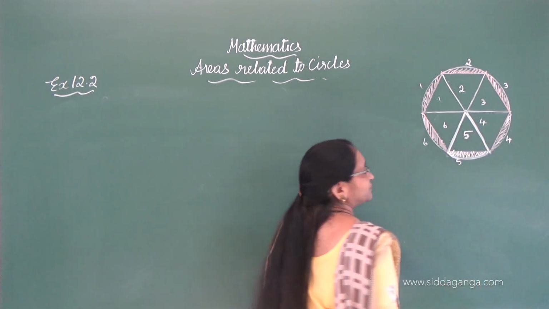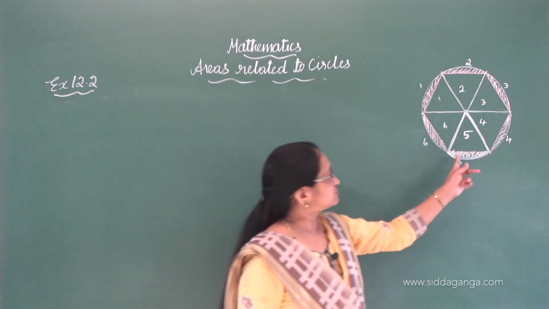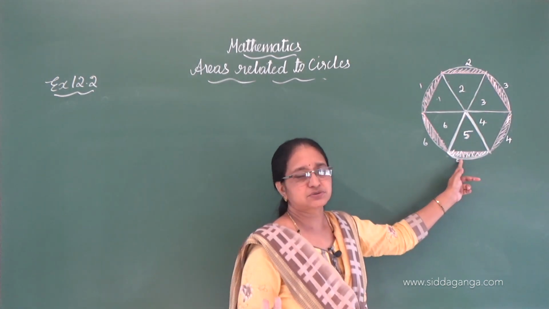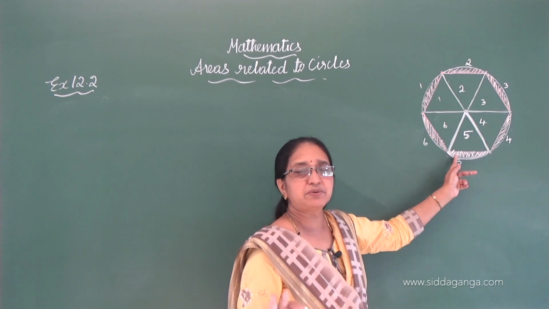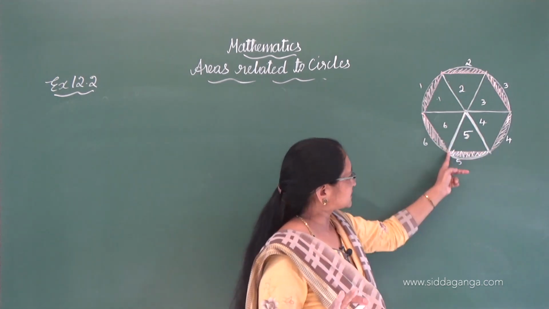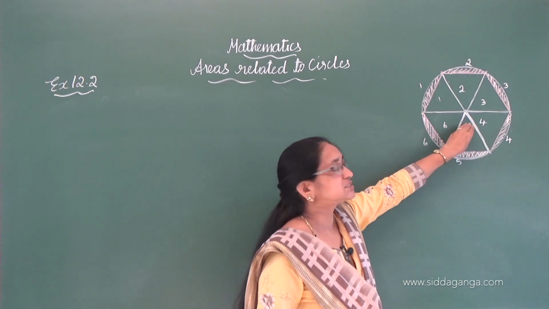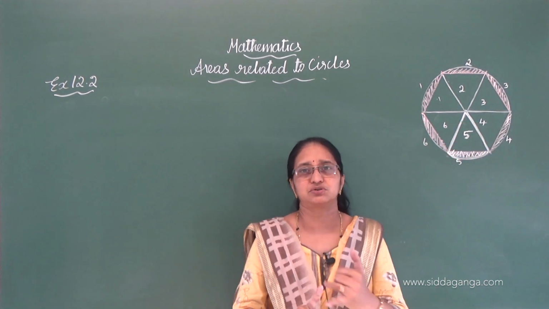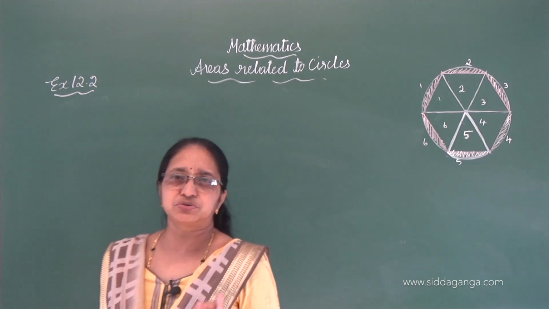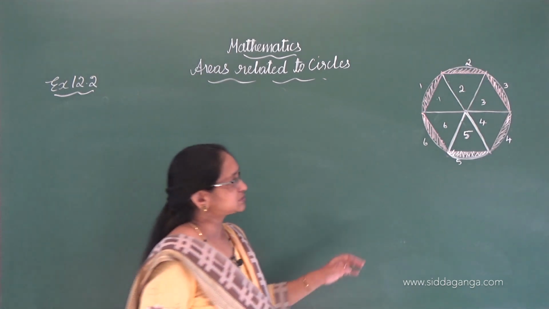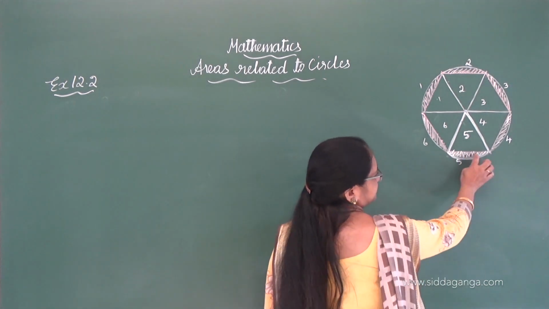Now, how will you find out the area of this shaded region? The area of this shaded region will be equal to the area of the sector minus the area of this triangle. So, first point, you should note that this is nothing but the segment.